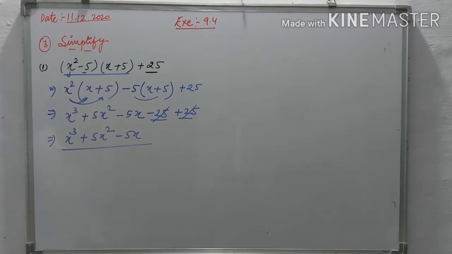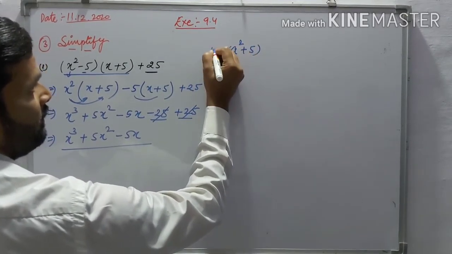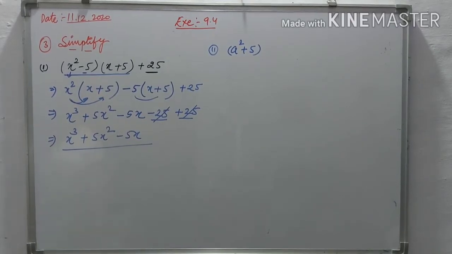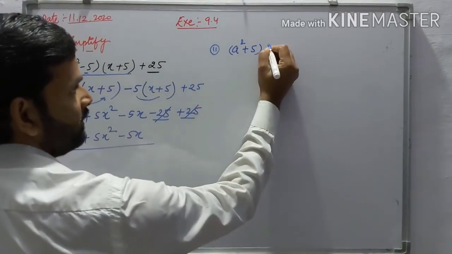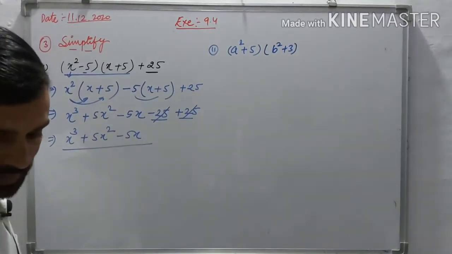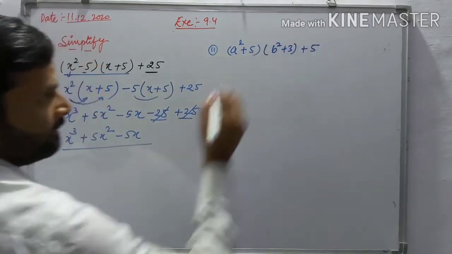Okay, and the second question is (a square plus 5), (a square plus 5), and in the second bracket is (b square plus 3), and the additional part given is plus 5.